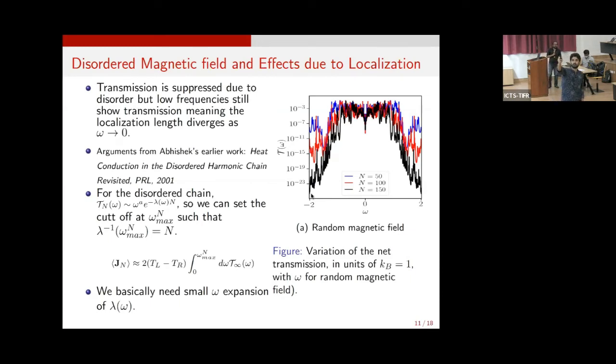So transmission will assume that it goes as omega to the power a, e to the power minus lambda of omega n.